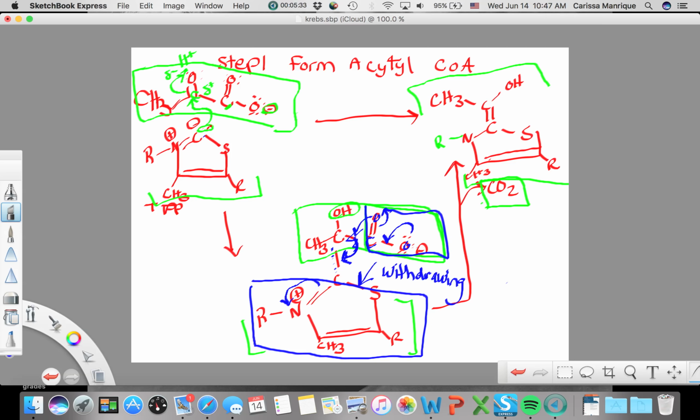Withdrawing all of these, see this negative charge? Think of it as a magnet. It's withdrawing, it's making the electrons go towards it, okay? It's attracting the electrons towards this positive charge to neutralize it, allowing you to break that carbon-carbon bond, okay? So this is the first part. This actually isn't in the Krebs cycle. This is just to begin the Krebs cycle, okay?